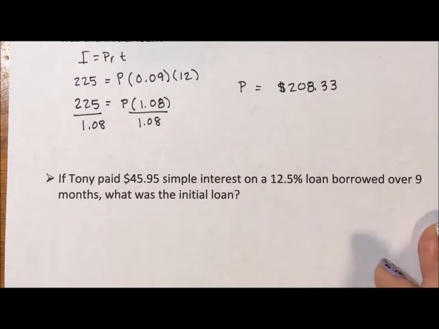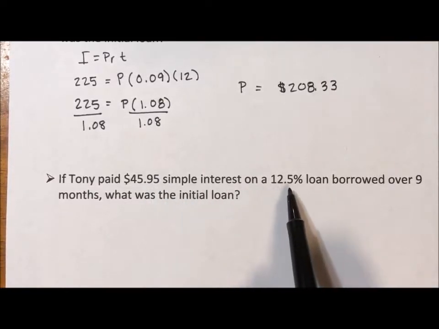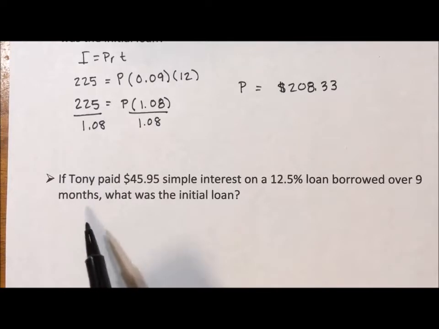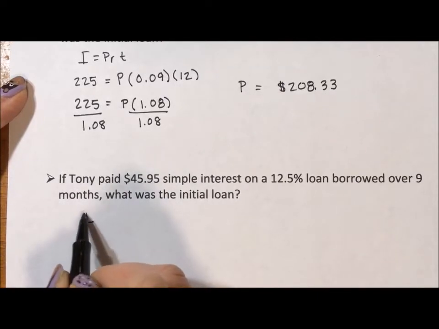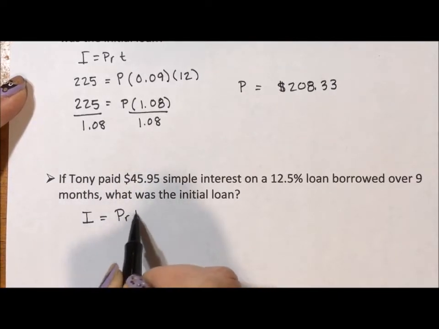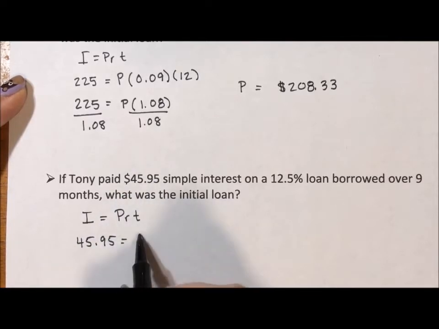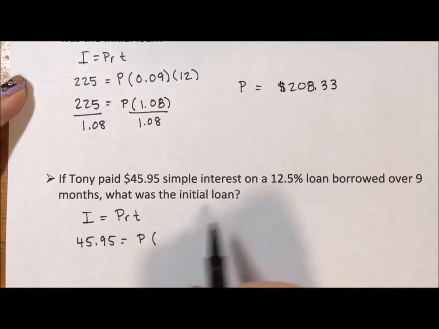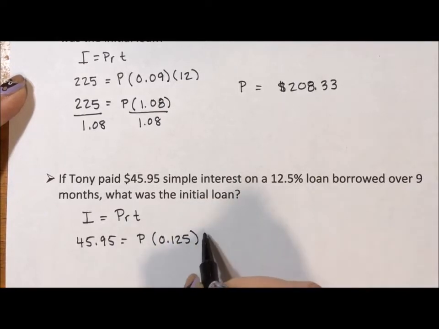For this last example, if Tony paid $45.95 simple interest on a 12.5% loan borrowed over 9 months, what was the initial loan? So once again, we are playing around just with interest. So we're going to have interest equals PRT. $45.95 equals principal, rate, 12.5 divided by 100 is 0.125. And 9 months is 9/12.